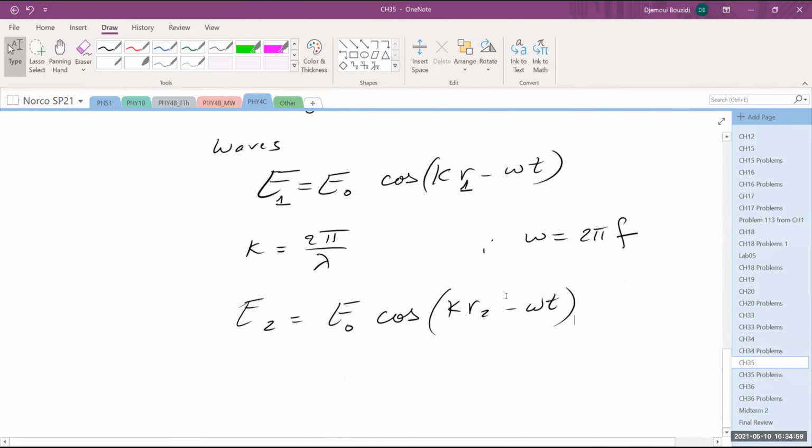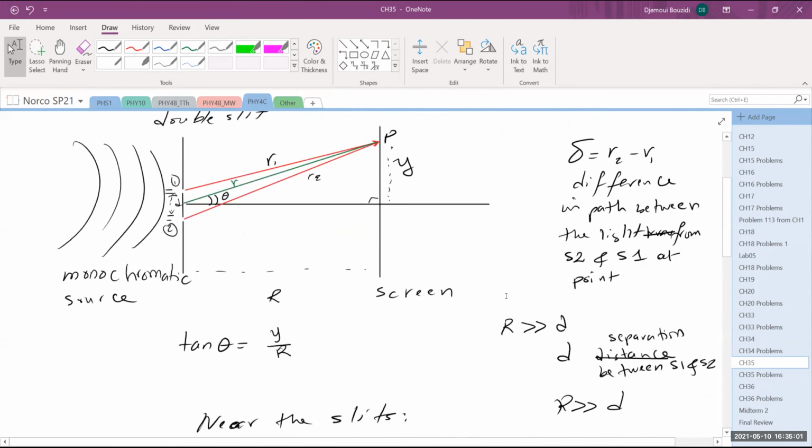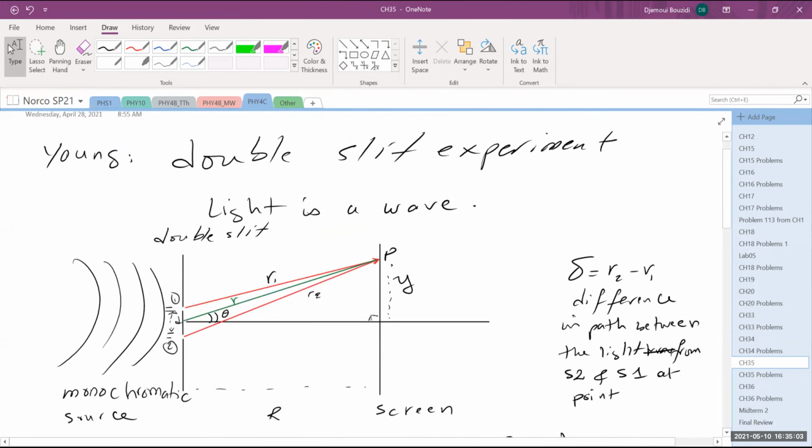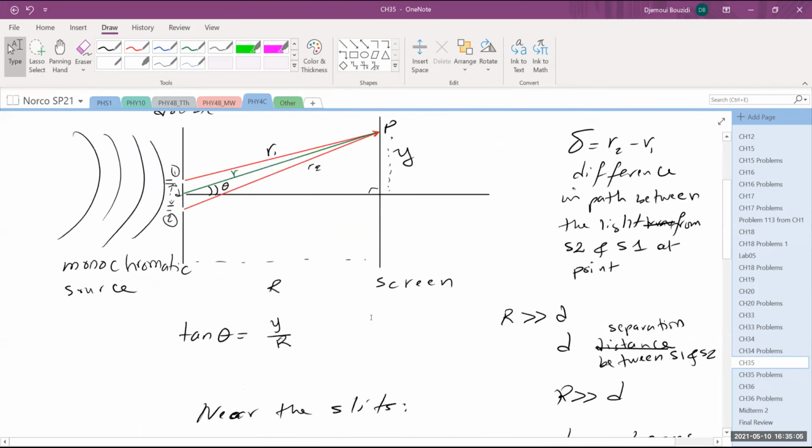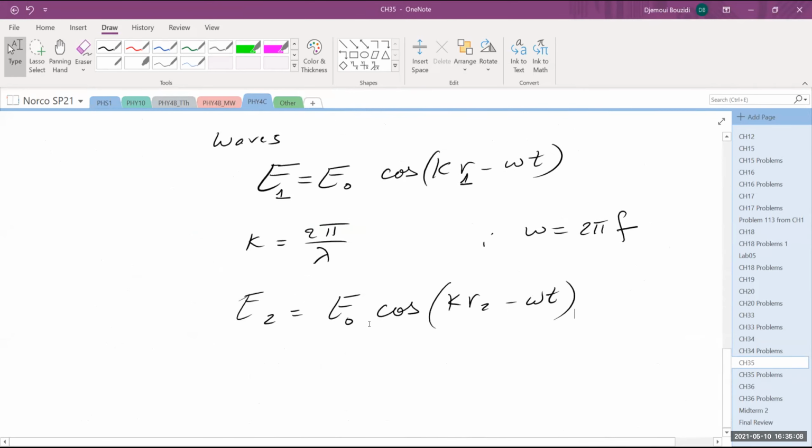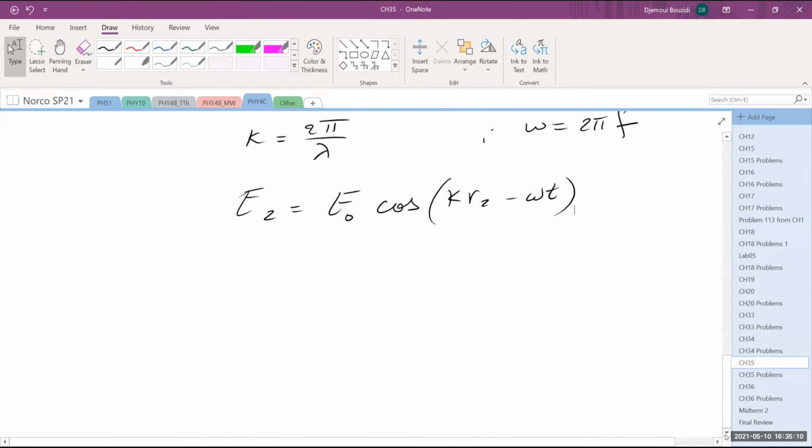If you want to, you can put y equal to 0, and you should recover the central fringe. Okay. So let's continue now and see what happens when the two waves meet at the point P.